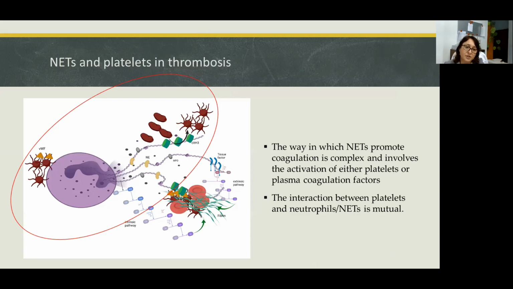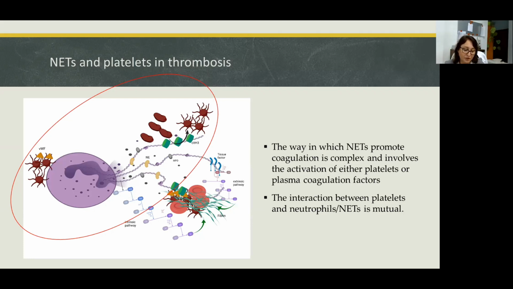We have already mentioned that neutrophil extracellular traps contribute to thrombosis. The way in which NETs promote coagulation is very complex and involves the activation of either platelets or plasma coagulation factors. It has been shown that NETs themselves can induce and activate coagulation factor 12, simultaneously inhibiting the tissue factor pathway inhibitor, TFPI, by serine proteases, together promoting coagulation.